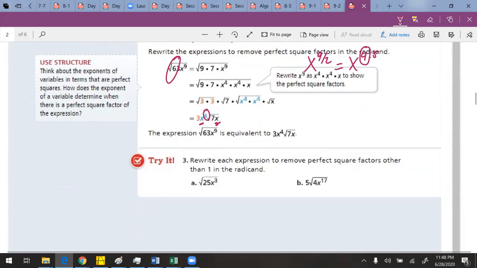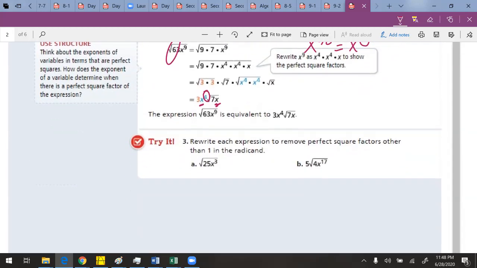Okay, so here we go. Let's do this real quick. Rewrite each expression to remove perfect square factors. Well, I know the square root of 25 is 5, okay? But let's divide 3 by 2. It's 1.5. So I know there'll be 1 x on the outside, and then there'll be an x left inside.